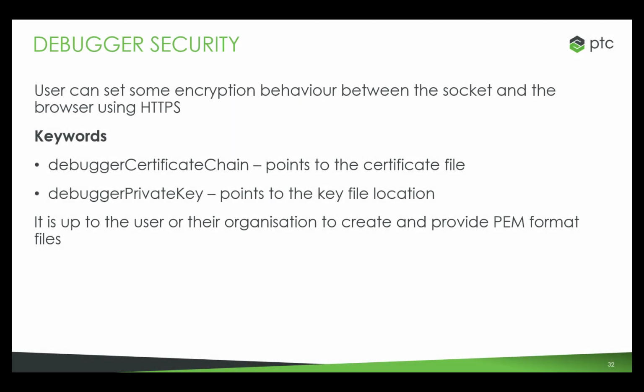By default, the communication between the browser and the socket connection in Layout Developer is unencrypted, but you can encrypt it using a security certificate and a private key. The debugger certificate chain keyword that you can set up in your security.3ad file will point to the certificate file, and the debugger private key keyword can point to the key file location. It's up to you or your organization to generate those and provide them in a PEM format, but if you want to encrypt the communication between Layout Developer that's running and the browser, then you can do that using these two keywords.